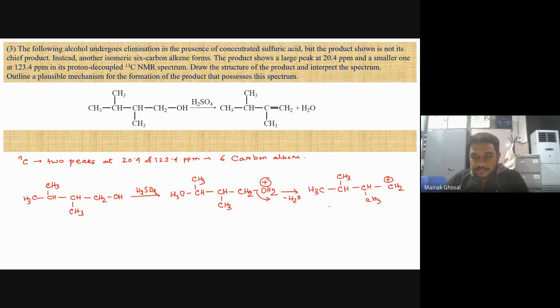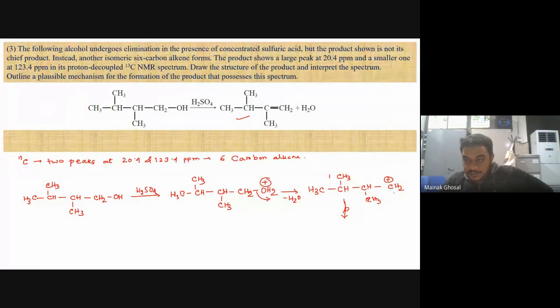Now, whenever you have something like this, what will happen from here? Your first product, whatever you have seen, comes from just eliminating this hydrogen. This hydrogen will go and the plus charge will be neutralized, giving you this product. Instead, there is some chance of local rearrangement. So rearrangement will happen.